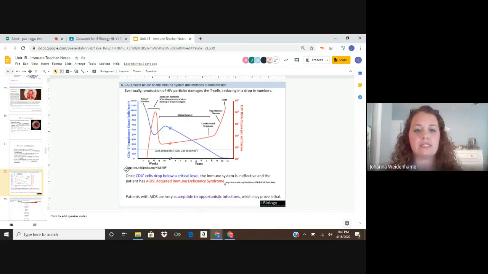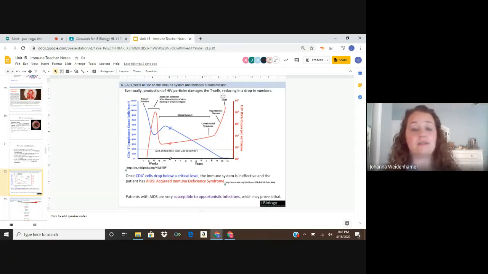So let's first read these 2 points here. Once CD4 cells drop below a critical level, the immune system is ineffective and the patient has AIDS. So when looking at this graph, when exactly would there be cause for concern of AIDS? Looking at this primary infection, you can see that the line is going through here, but eventually comes down and goes past this critical level. Once it does that, the body has a higher percentage of getting AIDS, and therefore the immune system is no longer able to fight off diseases, and that can cause death.